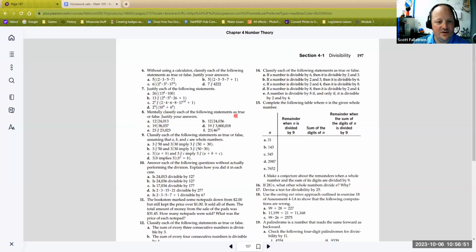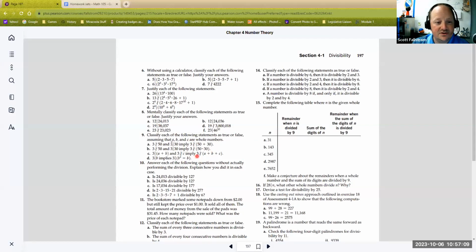Mentally classify each of the following as true or false and justify your answers. So again, true or false, but these are mentally now. So be looking for those big components, like, does 12 go into 24? Yes. So think of splitting it up mentally, like I was just showing.